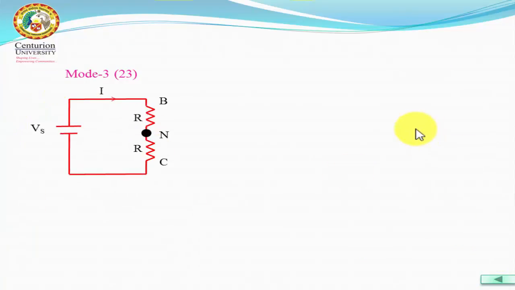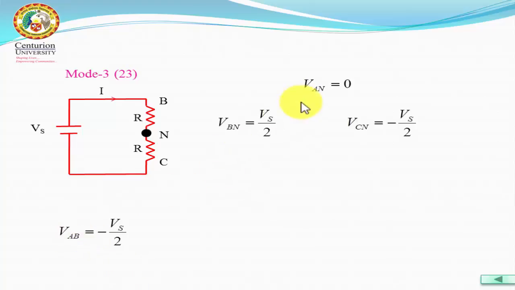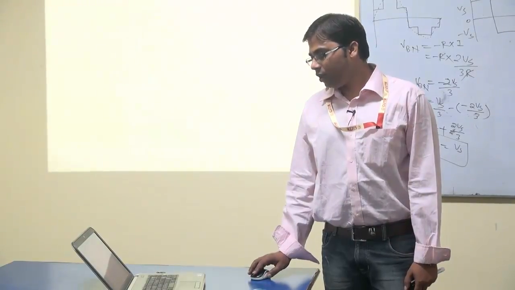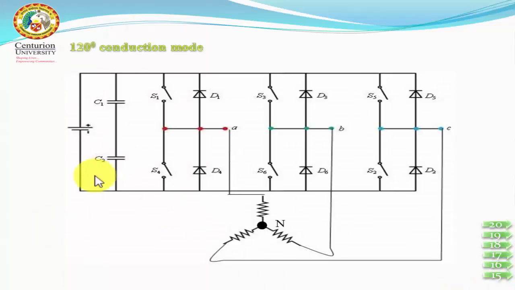Okay. So this is the circuit diagram. AN is equal to 0, BN is equal to Vs by 2, and CN is equal to minus Vs by 2. Similarly, we can find out the line voltages: AB is AN minus BN, so minus Vs by 2, BC is Vs, and CA is minus Vs by 2. Okay.